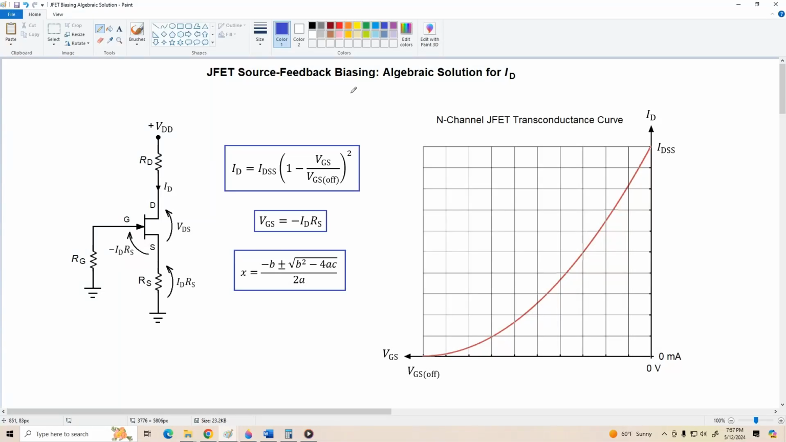Today I'm going to derive an algebraic solution for the Q point of the source feedback biased JFET. This is going to be a little bit more mathematically oriented than most of the other videos. I know that's hard to believe, right? But if that's not your thing, that's cool. Just skip to the end and you can see the final results.